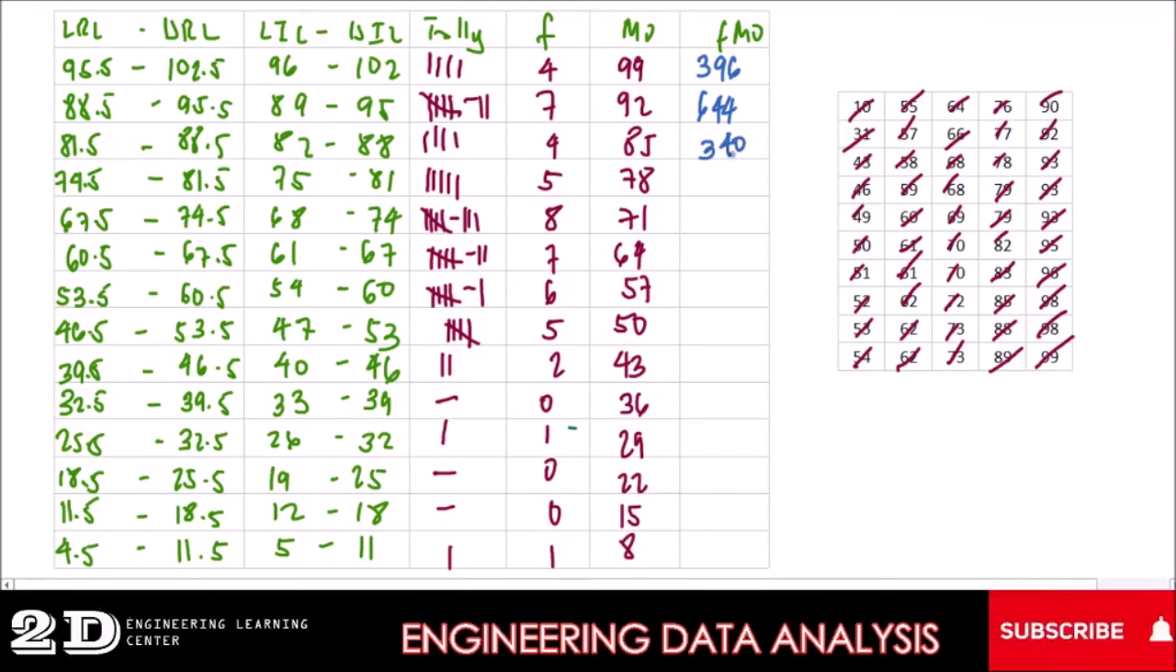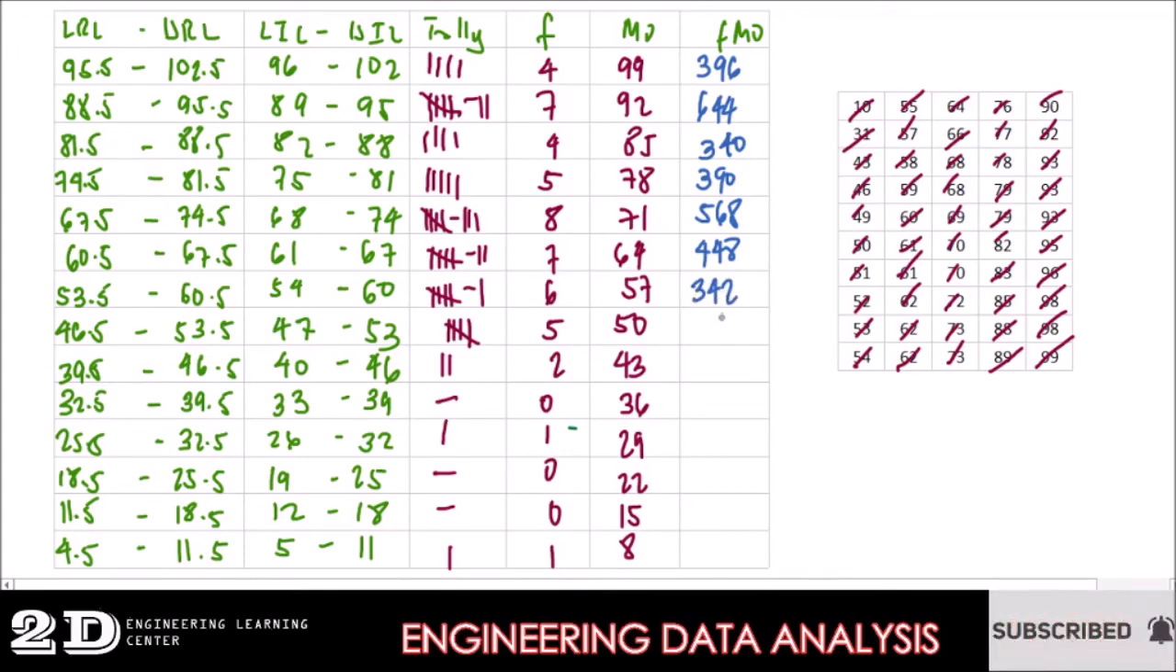5 times 78 is 390. We have 8 times 71, this will be 568. We have 7 times 64, this will be 448. Then we have 6 times 57, so this is 342. Then we have 5 times 50, so this is 250.